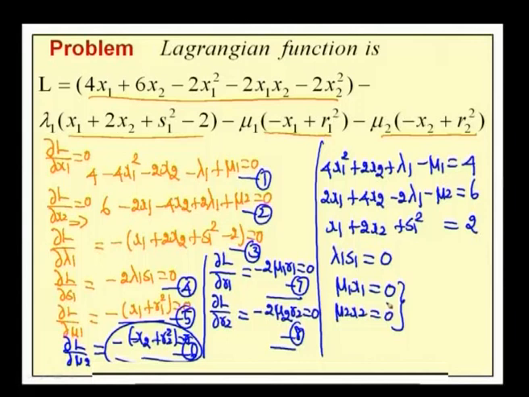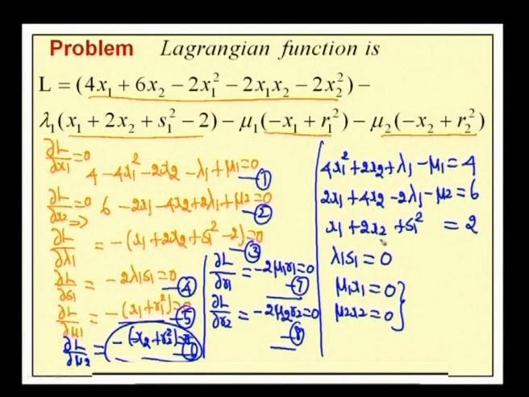Welcome back. Before the break, we discussed the algorithm of Wolfe's method to solve a QPP. Now, with the help of this Wolfe's algorithm, we try to solve the given quadratic programming problem. So, from the Lagrangian function, we get this set of equations where the first equation is 4x1 plus 2x2 plus lambda 1 minus mu 1 equal to 4. Second equation is 2x1 plus 4x2 minus 2 lambda 1 minus mu 2 equal to 6.